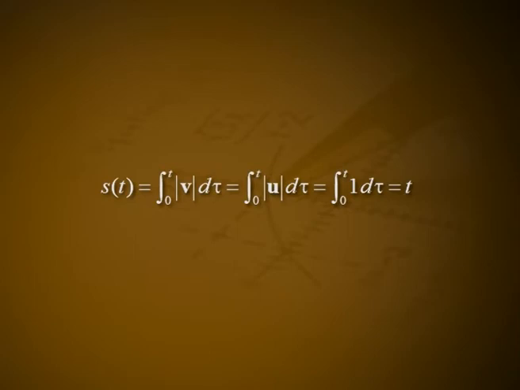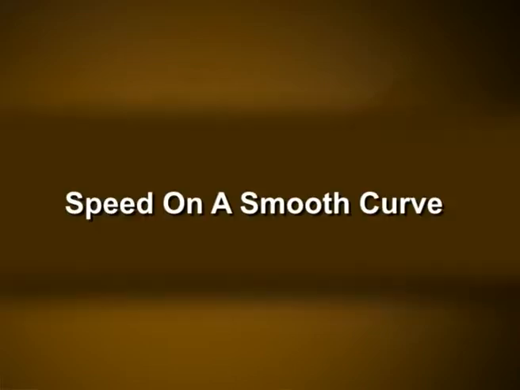s(t) is equal to the integral from 0 to t of |v| dτ, which is equal to the integral from 0 to t of |u| dτ, which is equal to the integral from 0 to t of 1 dτ, which is equal to t. Speed on a smooth curve. Since the derivatives beneath the radical in equation 5 are continuous, the curve is smooth. The fundamental theorem of calculus tells us that s is a differentiable function of t with derivative ds/dt equal to |v(t)|.